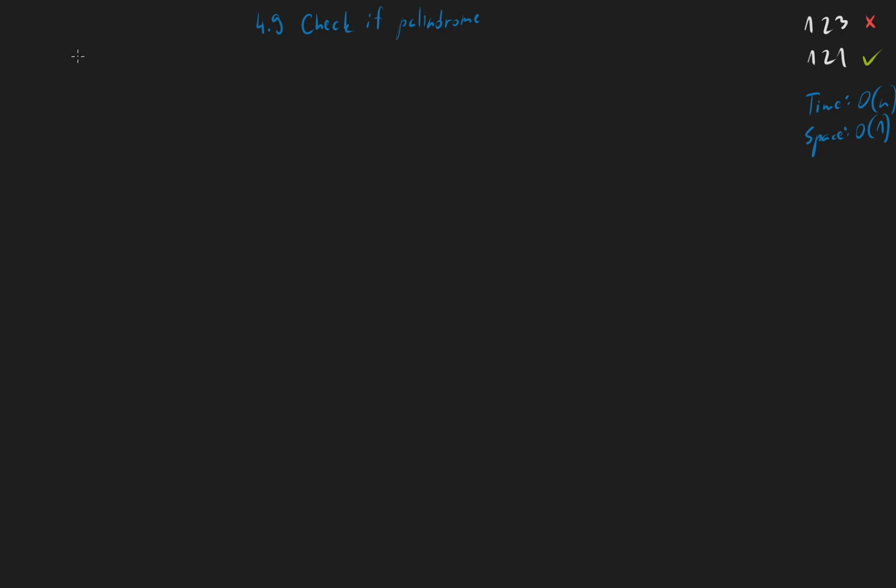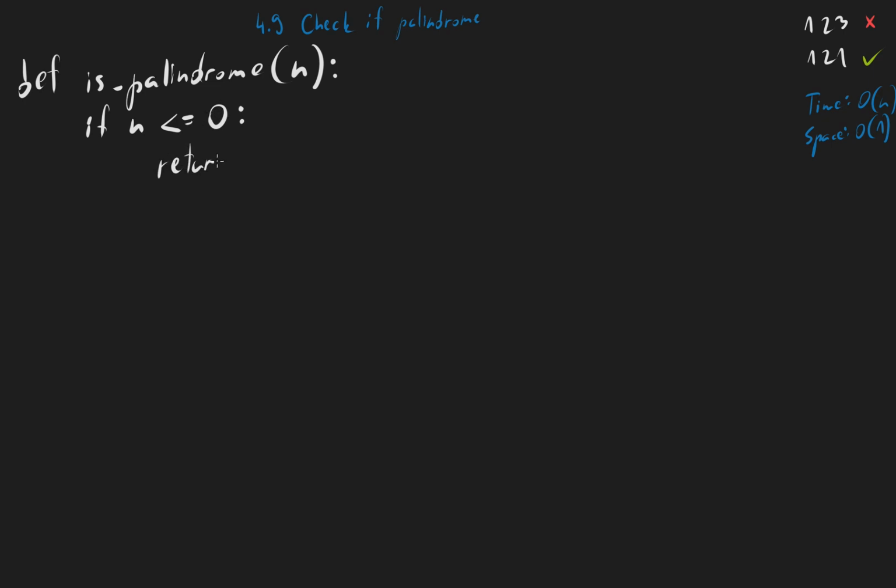Cool. So let's look at the solution. Let's say is palindrome, and we have a number. Okay, cool. Now if the number is negative, it's not a palindrome, so we can say if n is less than or equal to 0, right? 0 is a palindrome, so let's just return n equals to 0, right? Cool.